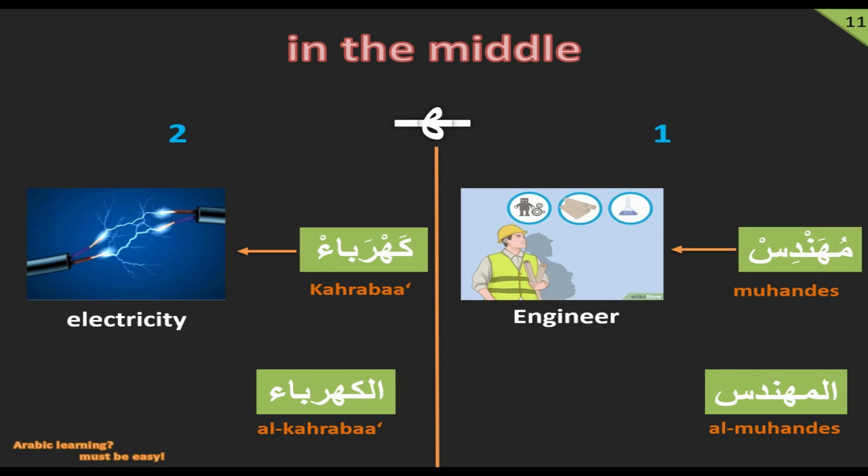And the second example, the noun كهرباء. So فتحة on كاف, سكون on ها, فتحة on راء, and سكون on همزة. كهرباء means electricity, and the electricity would be الكهرباء. So لام قمرية also occurred here because the first letter in the word is كاف.